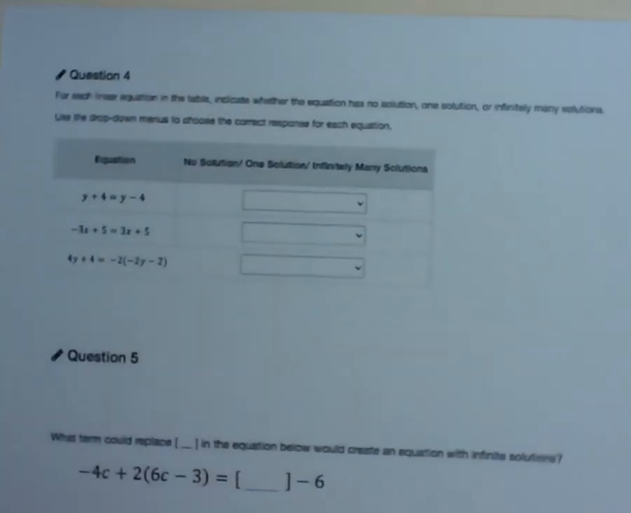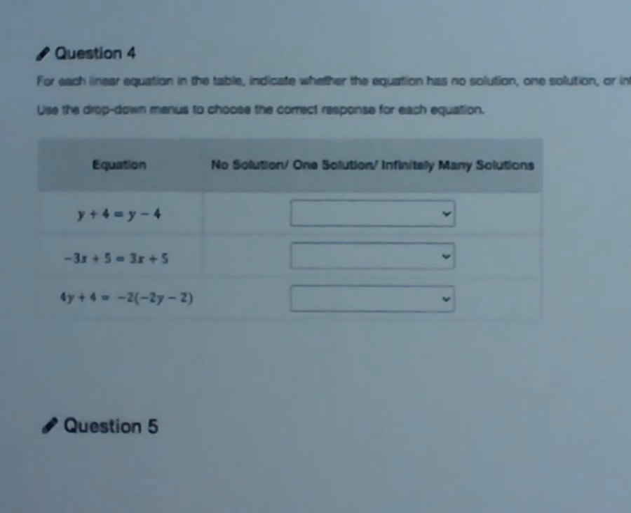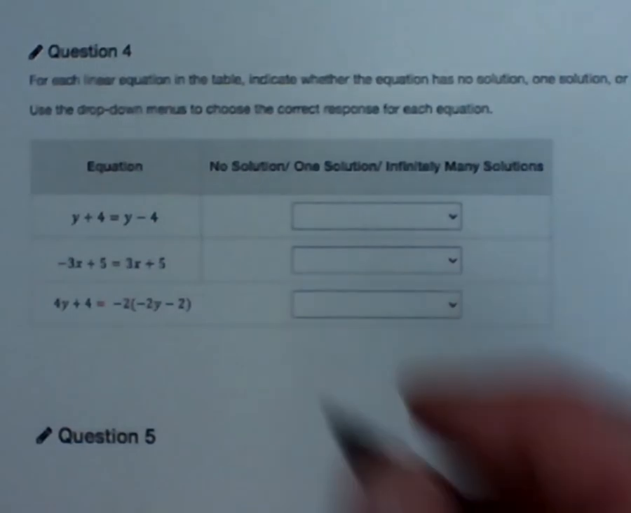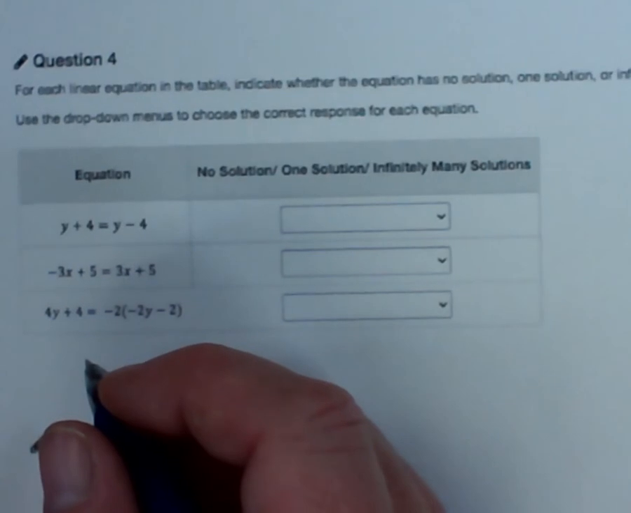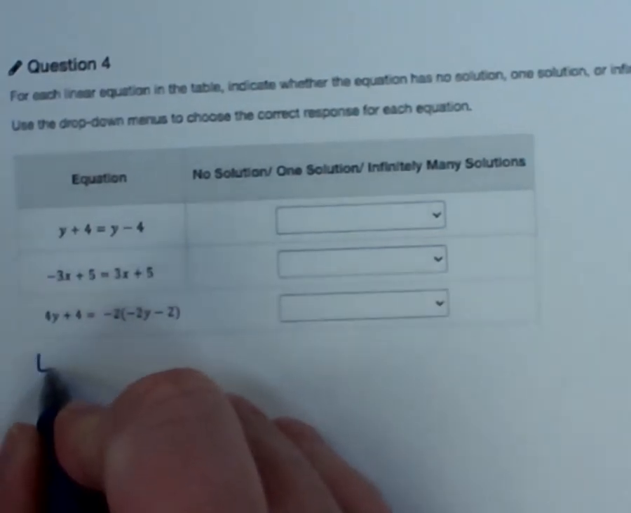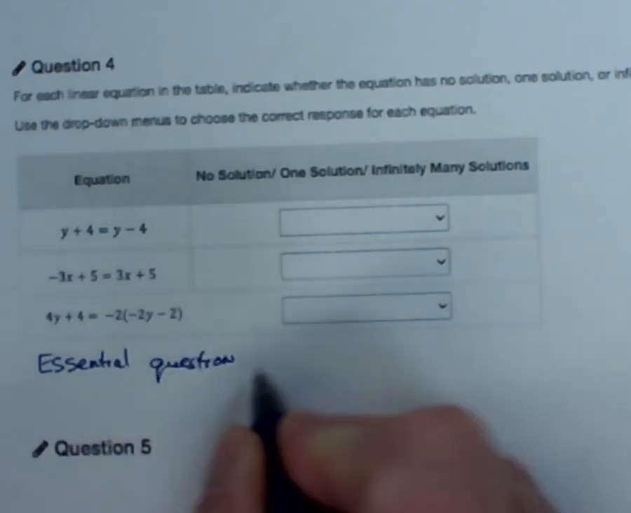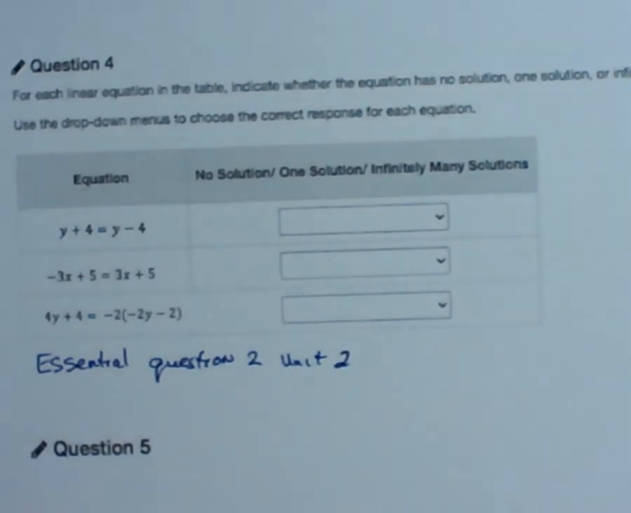Question 4. Okay, so this gets us to that situation where we are looking at it, we're saying whether it's no solution, one solution, or infinitely many solutions. So if you look at the second essential question, in this case it's question 8. This is essential question 2 for unit 2. How could you tell without having to actually solve these whether there's infinite solutions or no solutions or one solution?